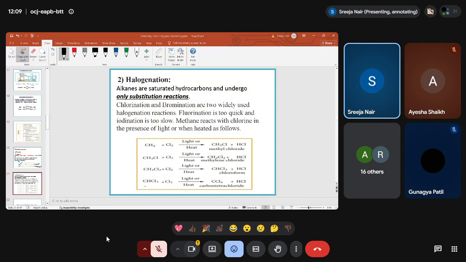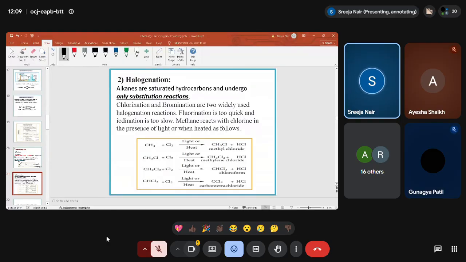And this trichloromethane, when it reacts again with chlorine, the trivial name given is carbon tetrachloride, while the IUPAC name will be tetrachloromethane. The same thing you have to do with ethane also.